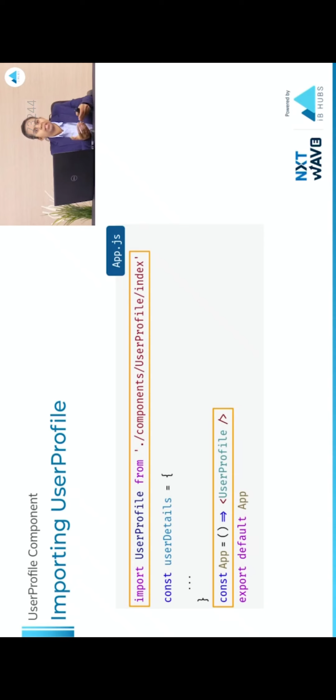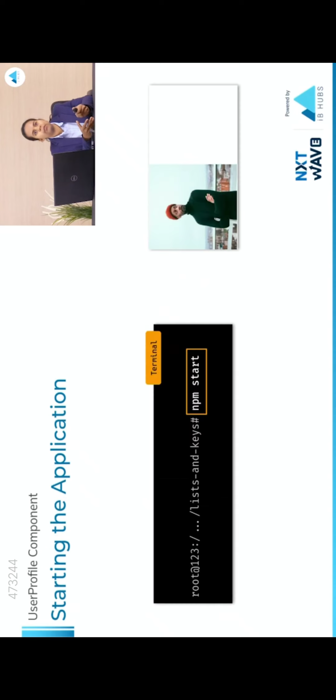Next, in the app, we are specifying it to render the UserProfile. We want to render the UserProfile, and we are specifying that there in the app. With this, the UserProfile component will be rendered. You can run npm start and then you'll be able to see an output in this manner.